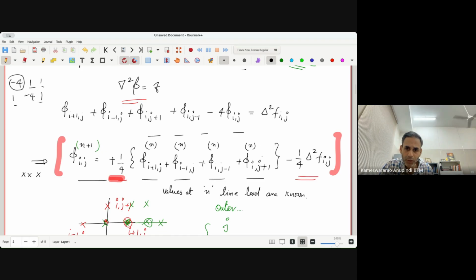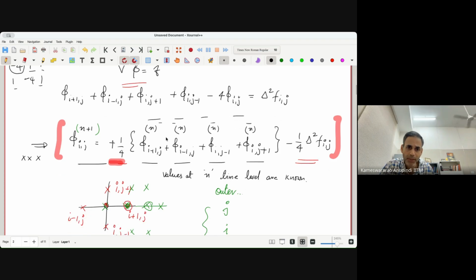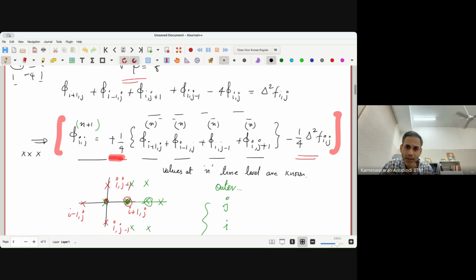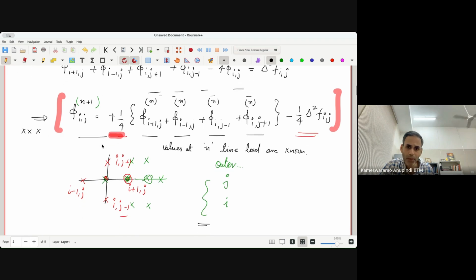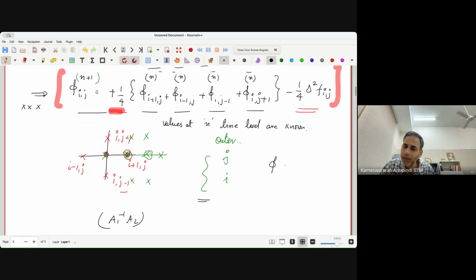To begin with, you start with the guess value. So this phi n are the guess values, whatever guess is given, and then you take an average of that and update the next values. And when are you going to stop? You stop when phi at n plus 1 minus phi at n, in some norm, is less than some tolerance.